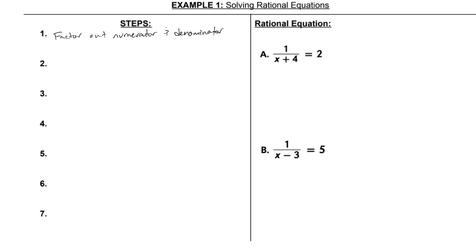Or if you're able to. The second one is find the LCD of all denominators. If we follow that, we know that the LCD of A needs to be x plus 4. So we need to multiply the numerator and denominator by x plus 4 here.